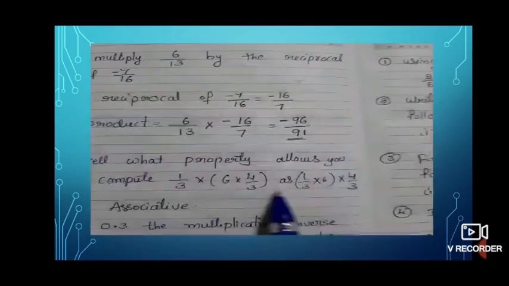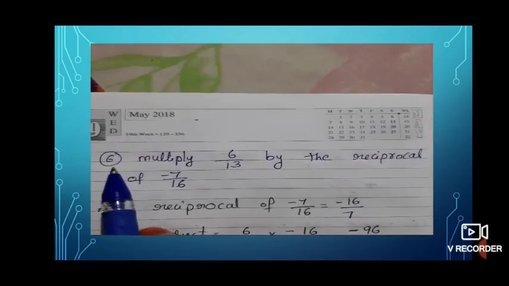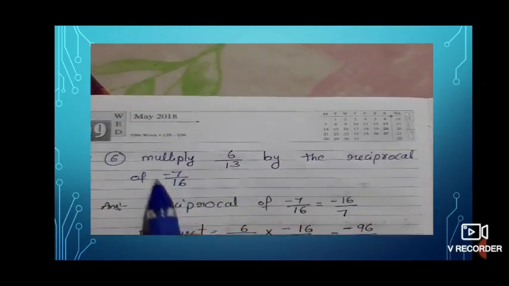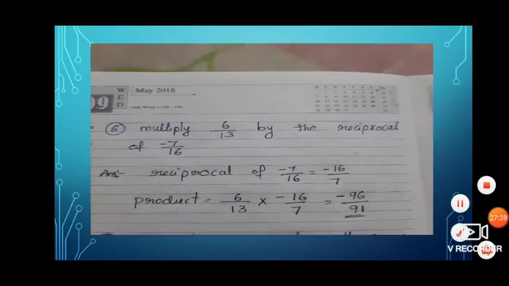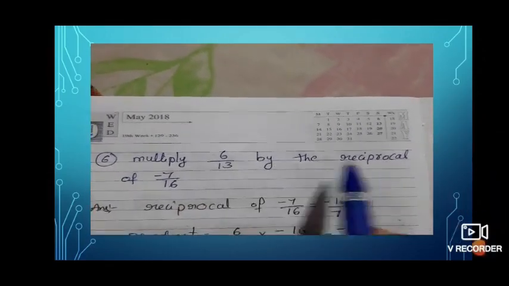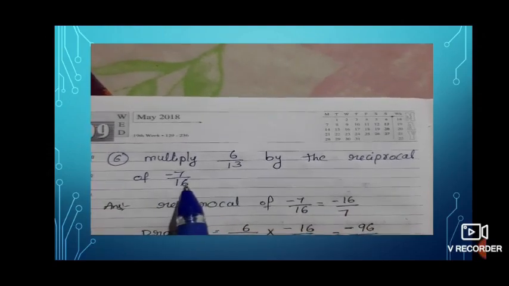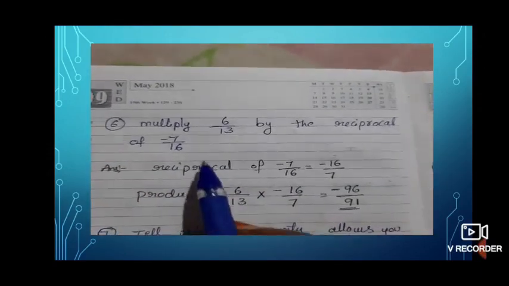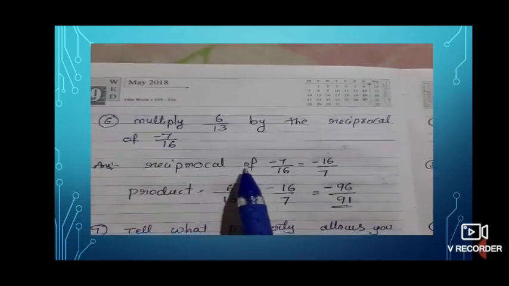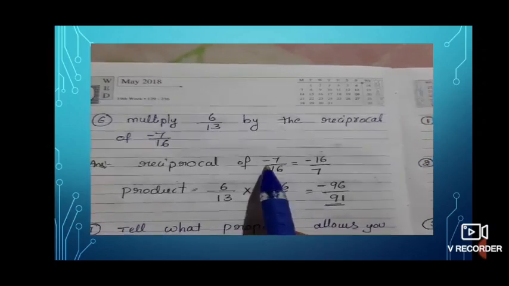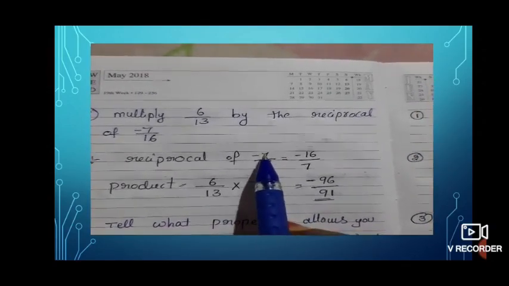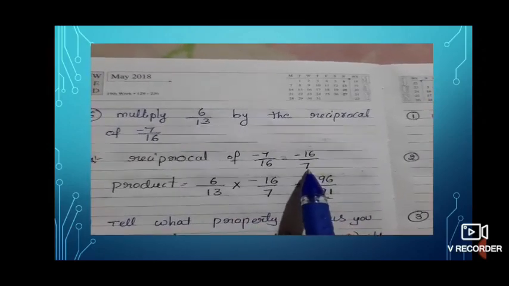Here our next question, multiply 6 by 13 by the reciprocal of minus 7 by 16. So first we will find out what is the reciprocal of minus 7 by 16. So reciprocal of minus 7 by 16 is minus will be same, then numerator will become denominator, denominator will become numerator, that is minus 16 by 7.